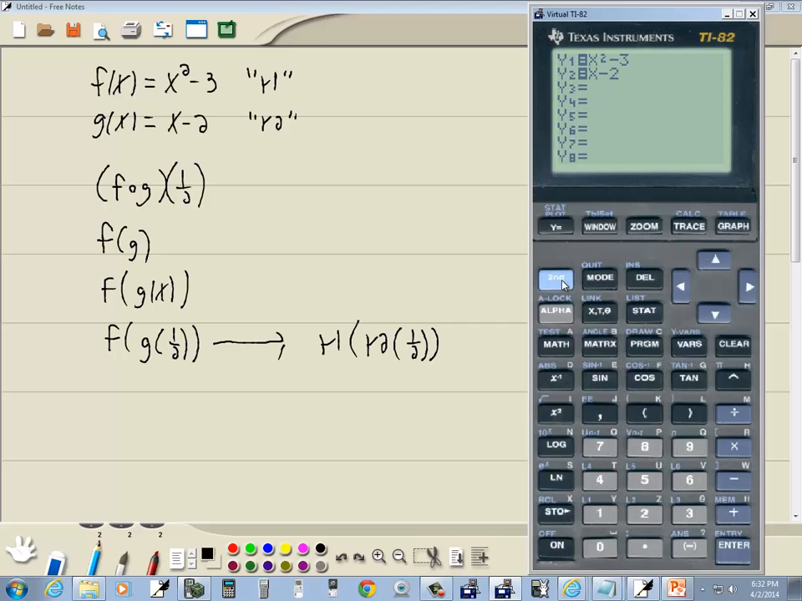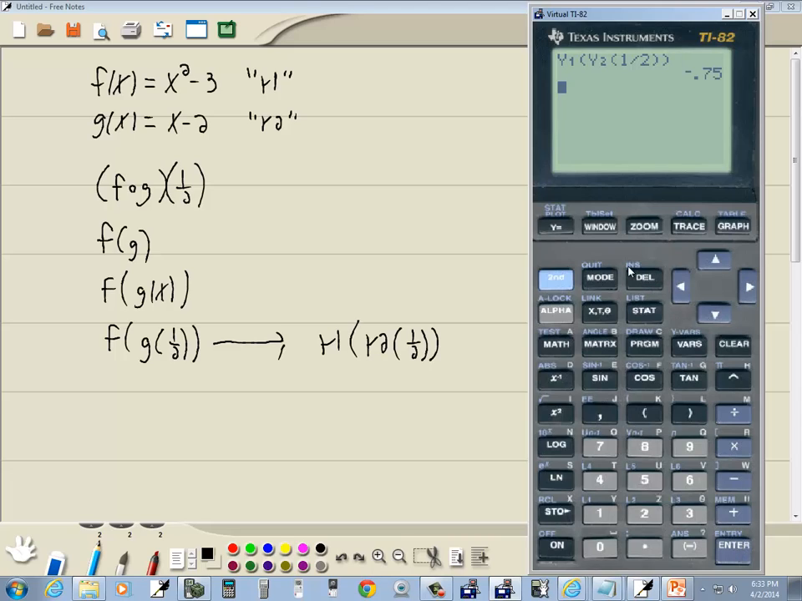Now I'm going to exit out, do second mode, and we need y1. That's under our y vars. So I do second vars to go into y vars. Press 1 for function, press 1 for y1. Put a beginning parentheses, and now we need y2. So I do second vars, choose 1 for function, and I choose 2 for y2. Now put a beginning parentheses, 1 divided by 2, closing parentheses for the y2, closing parentheses for the y1, and then press enter.